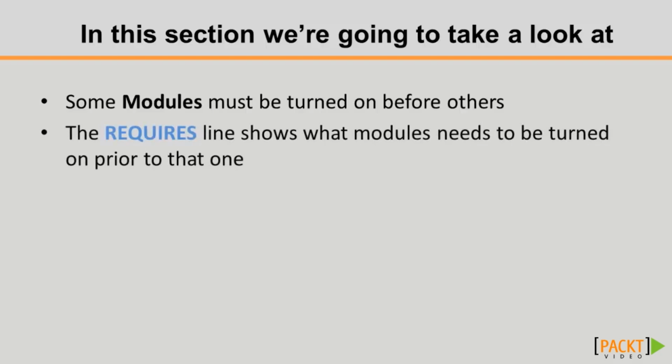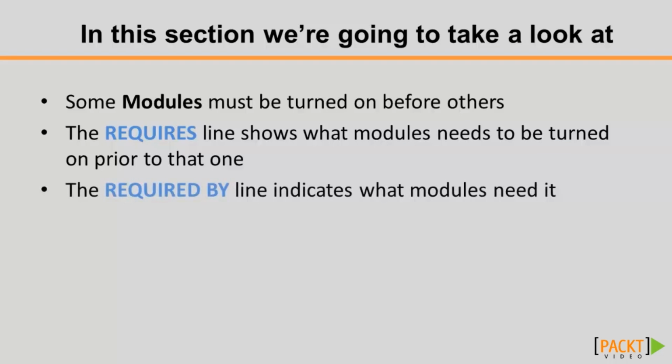Right underneath the listing for each module in that module page, there's a requires line that says that for that particular module, these other modules must be turned on before that one will work. The second line you look at is the required by line, because that's going to tell you that the one that you're looking at must be turned on prior to those other ones before they're going to work. Taken together, this makes a pretty clear strategy.